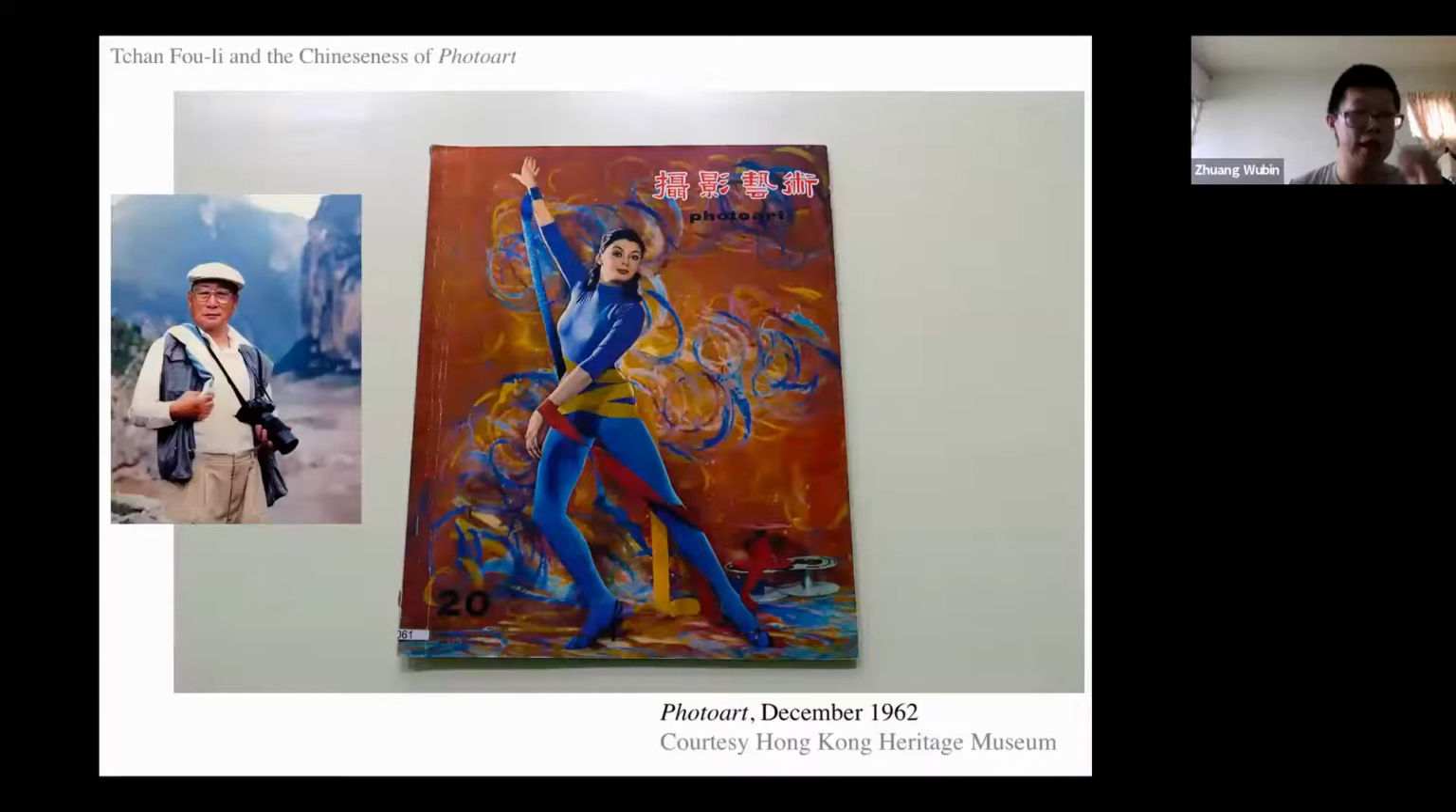I just want to speak about Chan Pho Lay and the Chineseness of Photo Art. I think because he's also involved in Photo Pictorial, but I think this particular issue, issue 20, where there were 2 articles being published, it's quite useful to read these 2 articles conjointly and to get a sense of what was his sense of Chineseness.